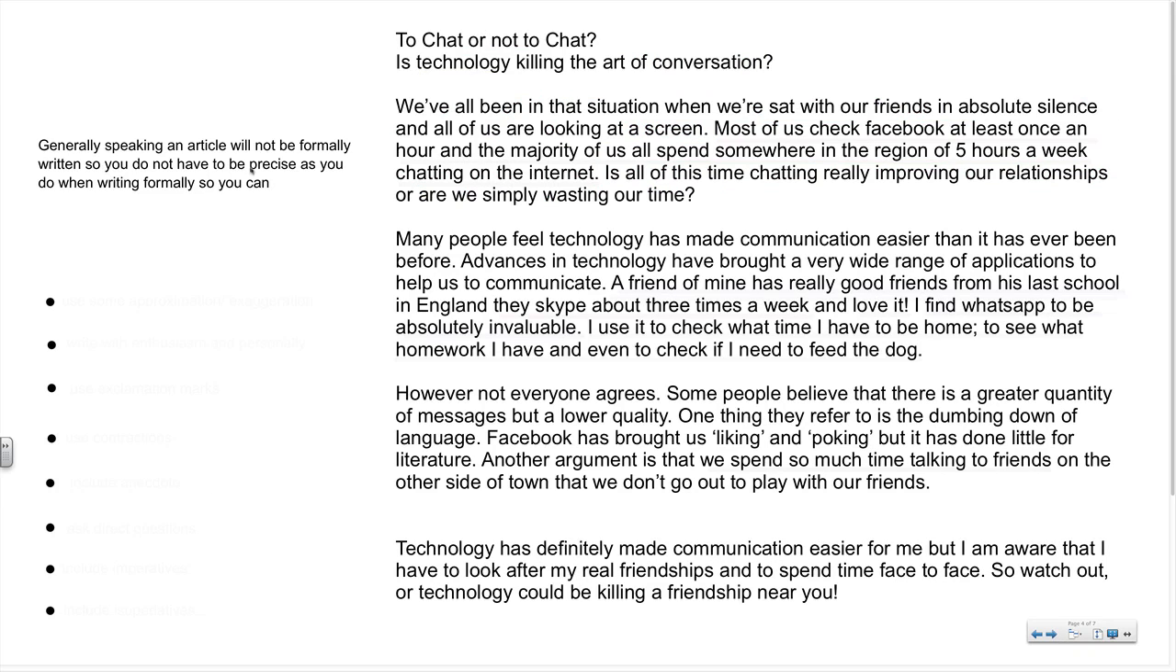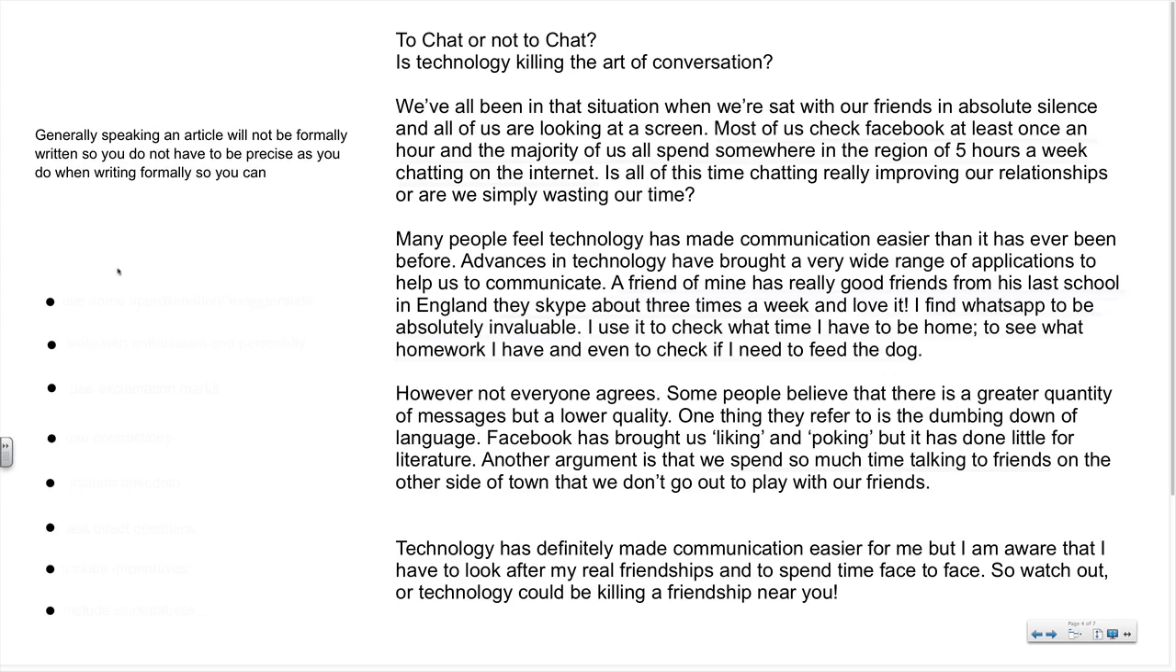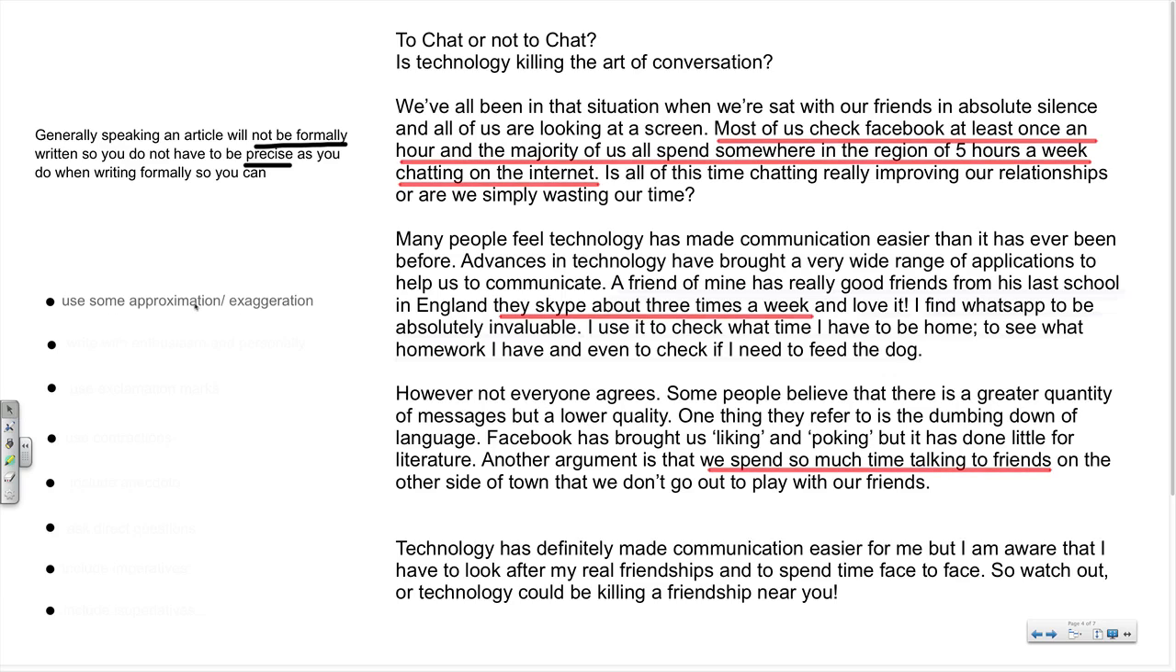Thinking about the tone, and referring to the idea that I talked about just before, generally speaking, an article will not be formally written. So we do not have to be overly precise. When you're writing formally, you do need to be precise, you do need to keep to the facts. We tend to write in a more controlled way. When we write an article, we can use approximation and we can use exaggeration.